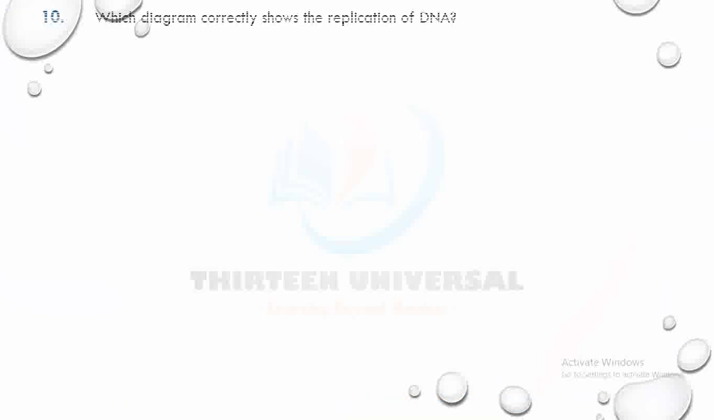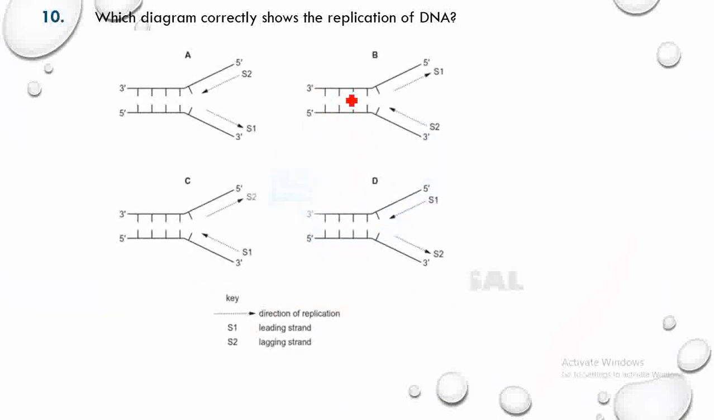So let's go to the next question, guys. Which diagram correctly shows replication of DNA? Which one shows replication of DNA? I'd like you to solve this question. Solve it, okay? Remember that replication of DNA, they changed the direction. Before it used to form like this.